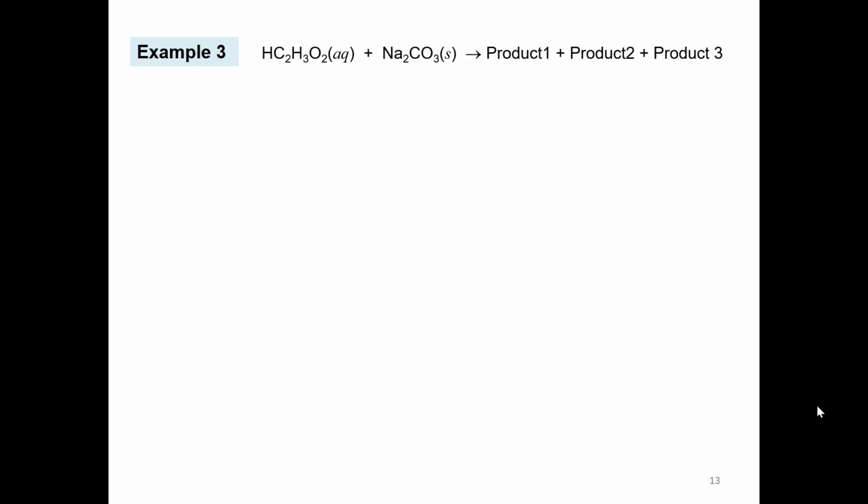Now in this example we need to find the products when acetic acid reacts with sodium carbonate. And let's start with step number 1. We want to identify the ions.